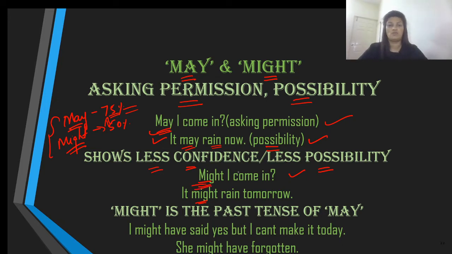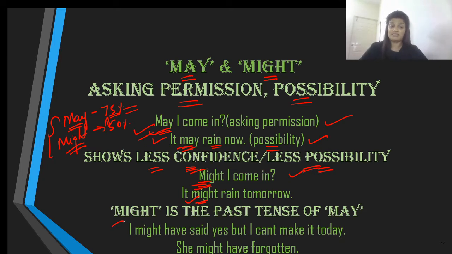Might is used with less confidence, and when you are speaking about certain things which you're not as confident about as much as may. May and might, they both speak about future possibility, not about certain things, but possibility. But then may speaks more of it, whereas might speaks a little less comparing to may.